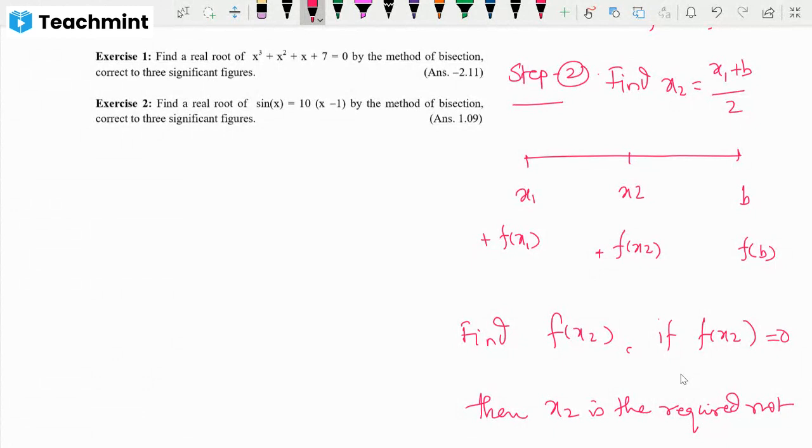So if f of x2 is positive, we cut this interval, and if it is not positive, it is negative, then what happens? f of x2 is negative, and f of b is negative. So our root does not lie in this interval, and we will cut this interval. So our resulting interval in the next step will be x1 and x2. So we'll continue this process.